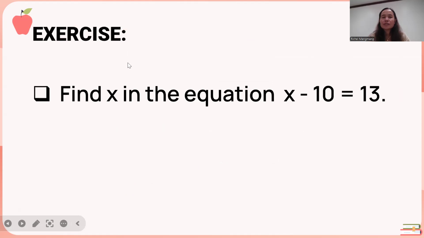Another exercise: find x in the equation x minus 10 equals 13. Comment your answer below and your explanation also.